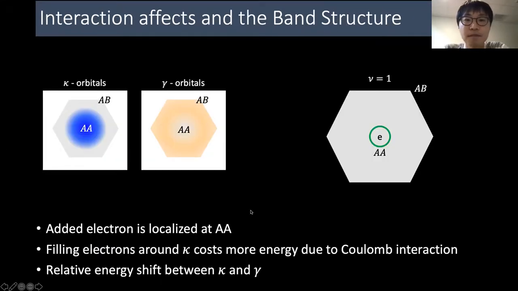So let's think about the simple consequence of the shape differences. Imagine we fill up one electron per Moiré, and they sit on AA sites. If you try to add another electron from a kappa point, it will cost more energy due to the Coulomb interaction compared to an electron from a gamma point. So there is a relative energy shift between kappa and gamma points due to this Coulomb interaction.